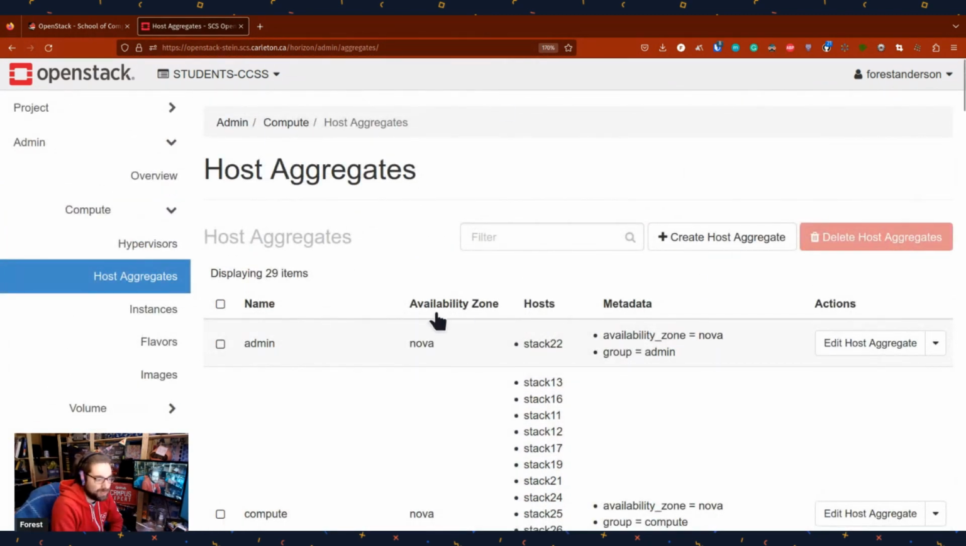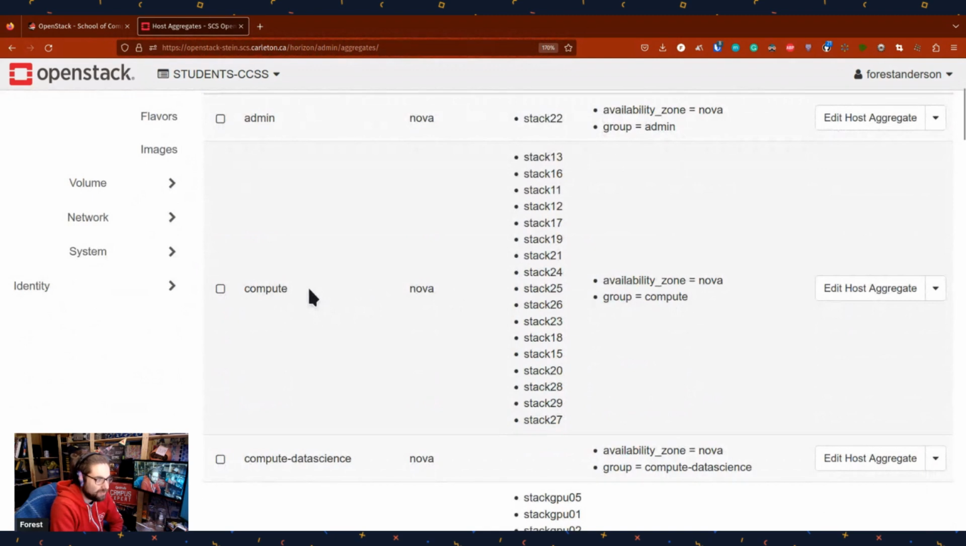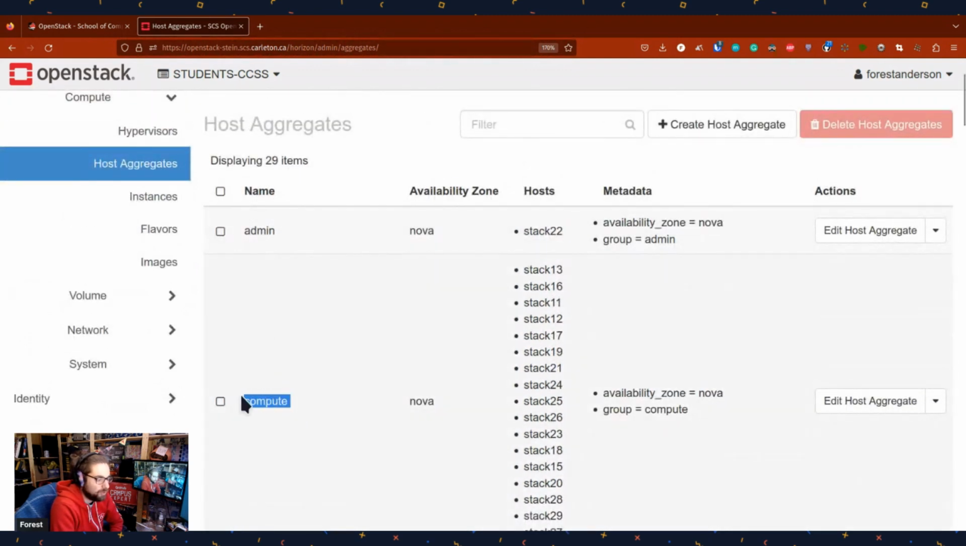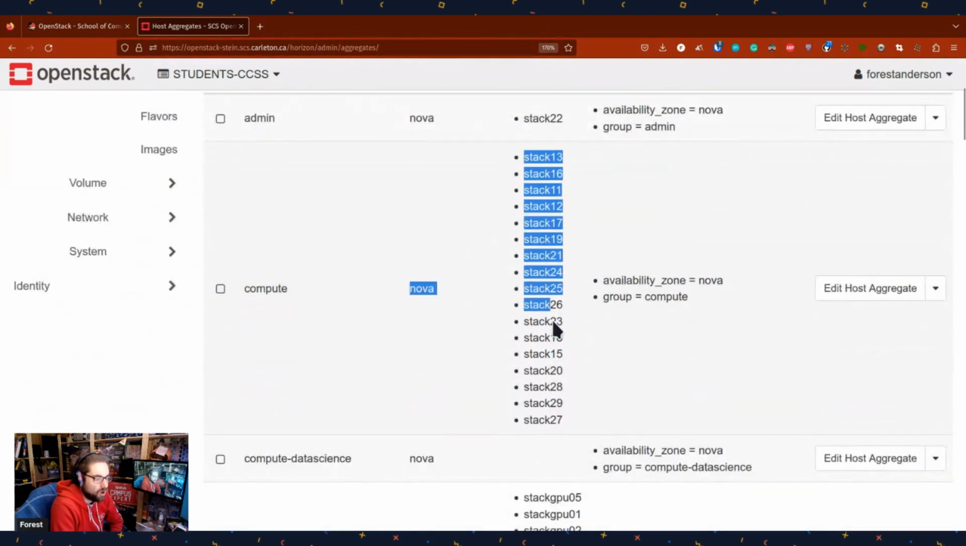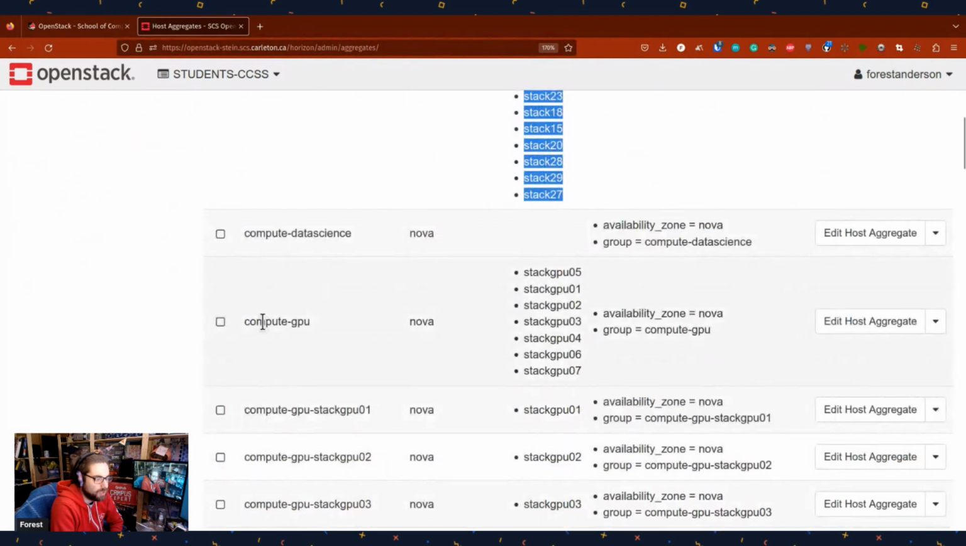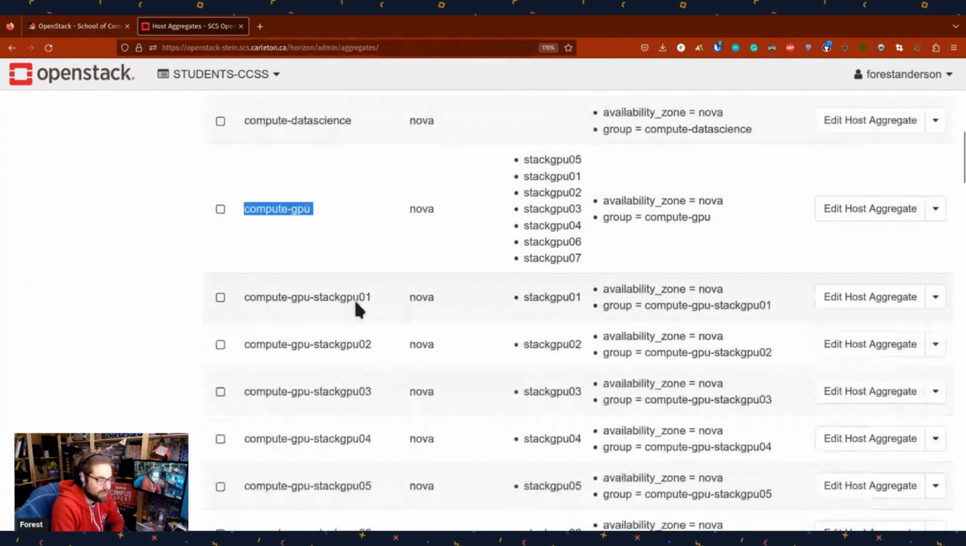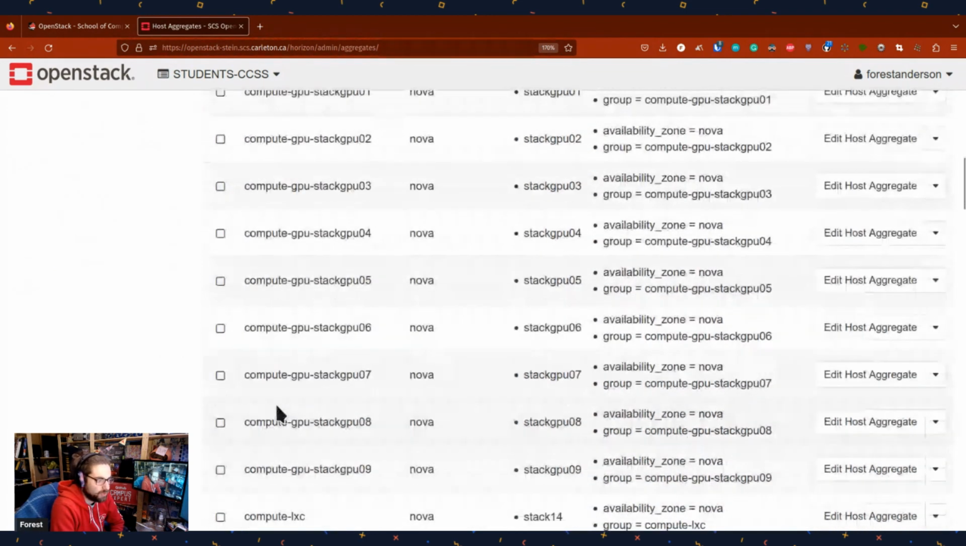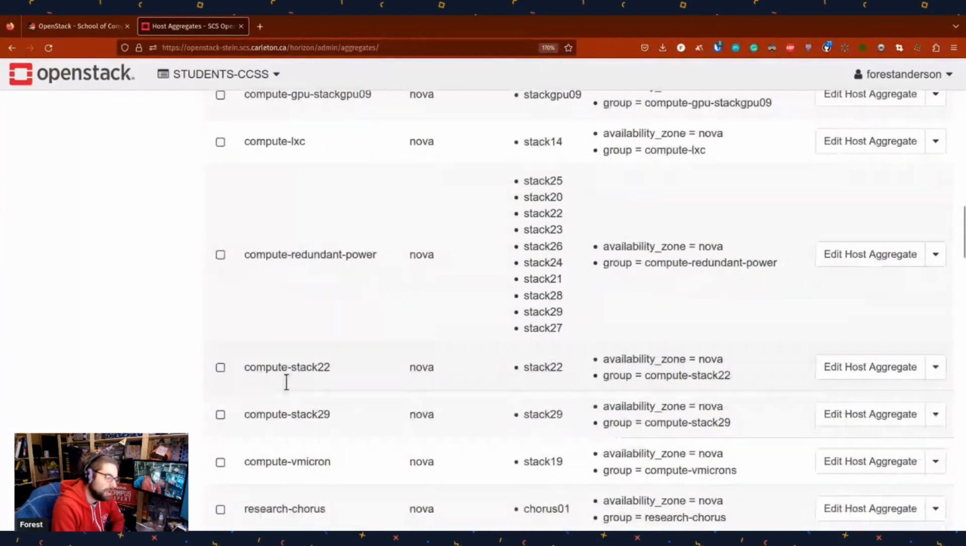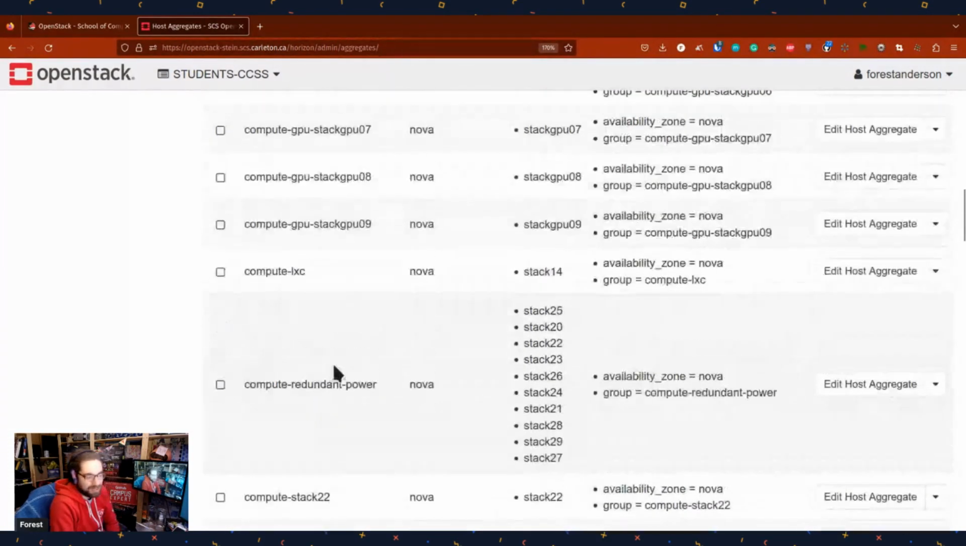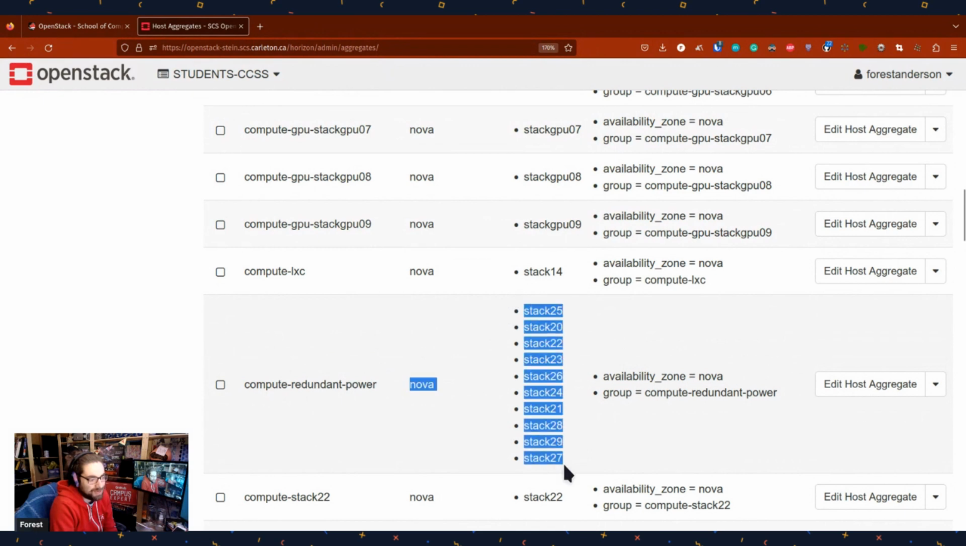I don't know exactly what this means, but what I can see here is we have a name called compute, and compute contains all of the stack computers that we saw from before. We also have one called compute GPU, and this is all the GPU ones, and then maybe different names for different ones that are in different labs. And one here that I quite like is the compute redundant power, and we have a lot of different machines on that.